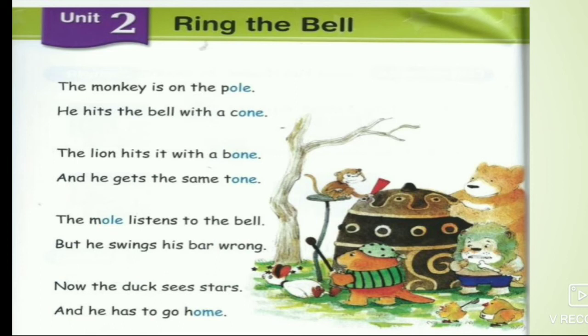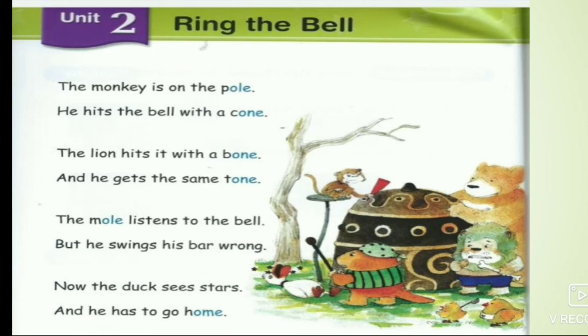Sentence number 5. The mole listens to the bell. What does the mole do? The mole listens to the bell. Sentence number 6. But he swings his bar wrong. What does he do? The mole swings his bar wrong. Okay?